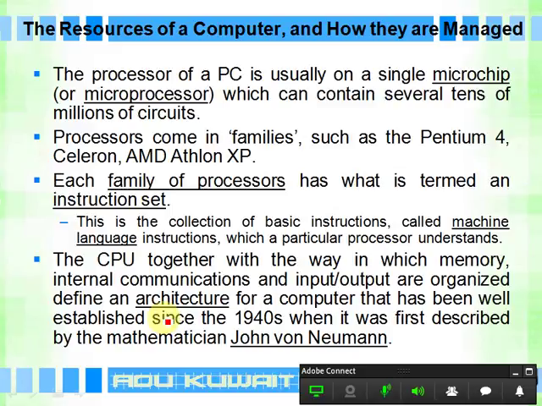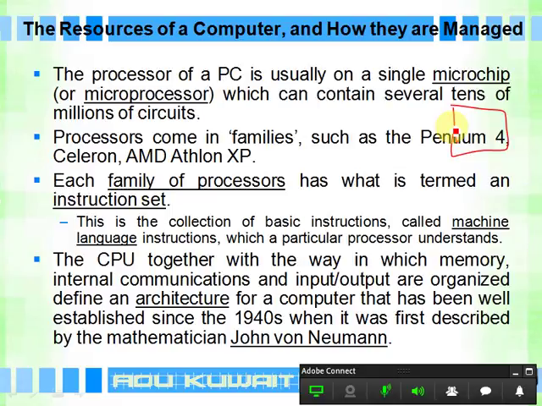It is a square chip like this. If you want to see that, you can open the computer. On the motherboard, it is fixed, and it has the ALU and all. So it is a circuit, like a microchip, which contains these circuits and all.